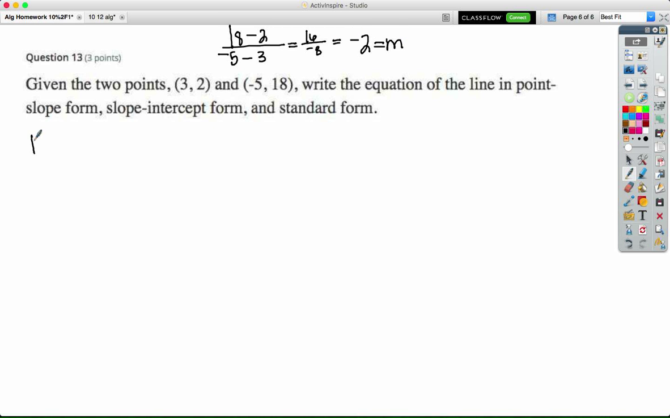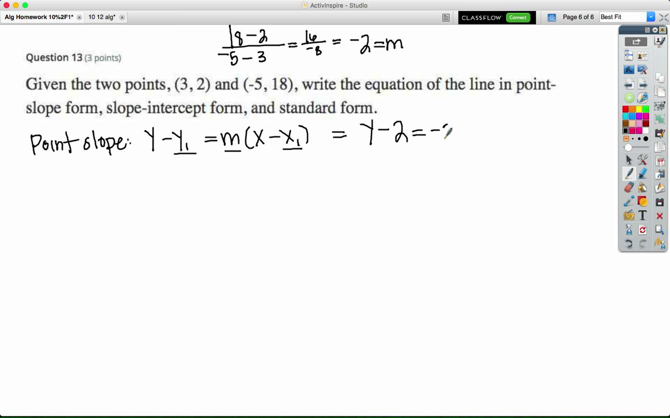And we're going to write it in point slope first. Point slope form is y minus y1 equals m times x minus x1. And so we're going to fill in the blanks for the x and y using either one of the ordered pairs, and then m from our slope. So the equation should be, if I use the first point, y minus 2 equals negative 2 times x minus 3. If you use the other point, it would have been y minus 18 equals negative 2 times x minus negative 5, which would be x plus 5.